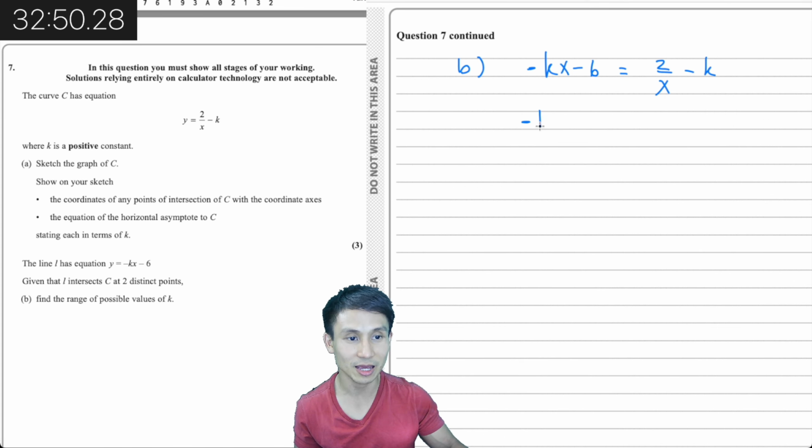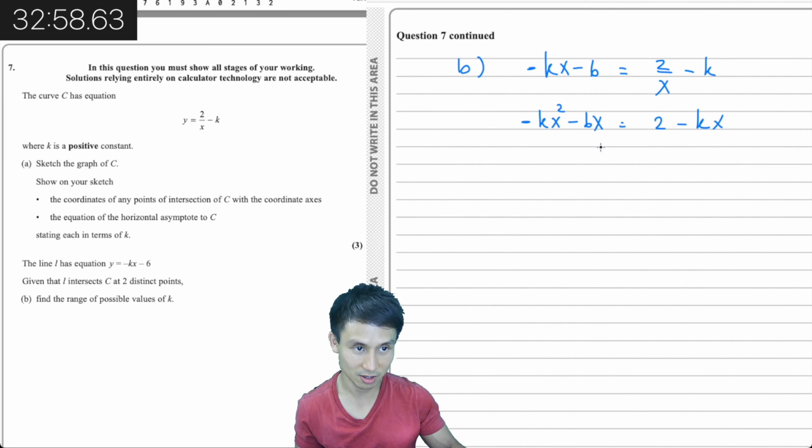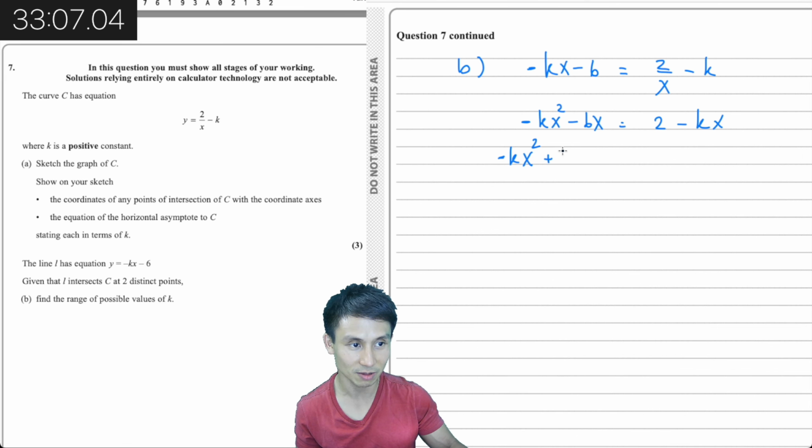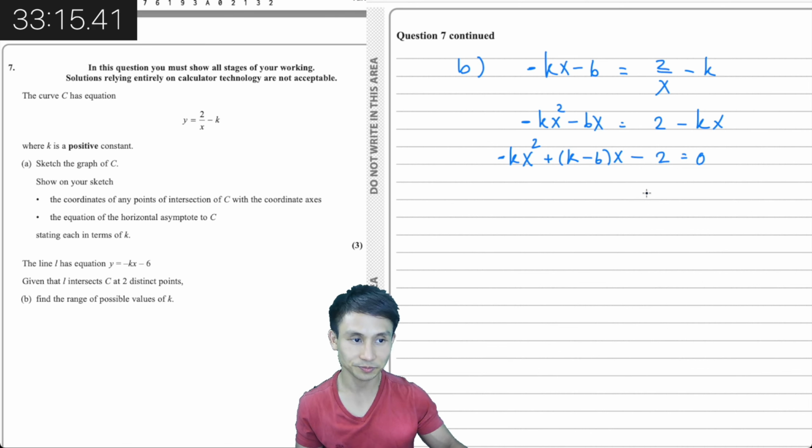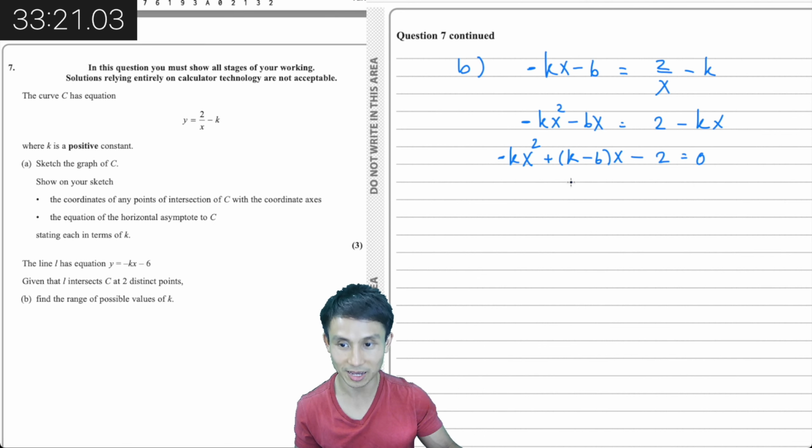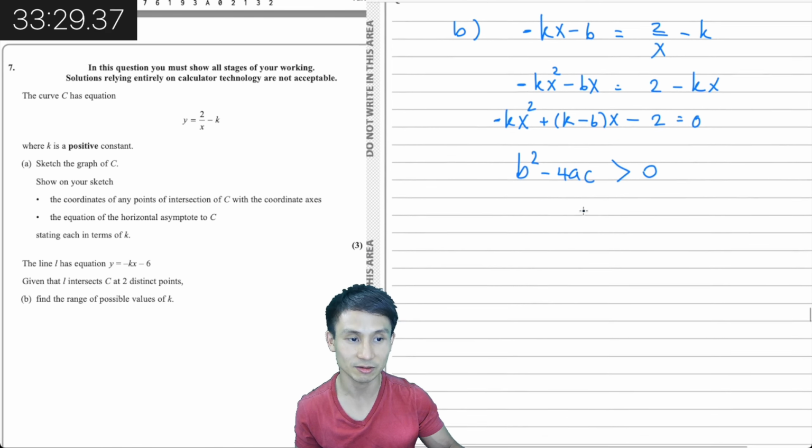I'm just multiplying x across here. I get minus kx squared minus 6x equals 2 minus kx, yeah? Just the first step. And then we can rearrange here. We just move k to add with the minus 6. I guess we can do k minus 6 here with the x factored out, and then minus 2, don't forget. So because there are 2 distinct solutions, as there are 2 intersections, we do b squared minus 4ac greater than 0. And then we're going to solve for k, the range.